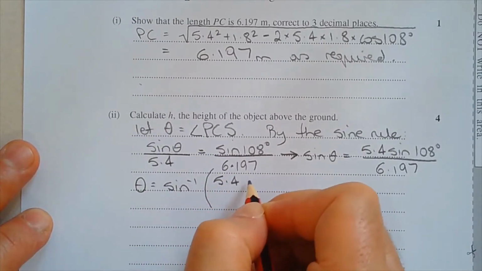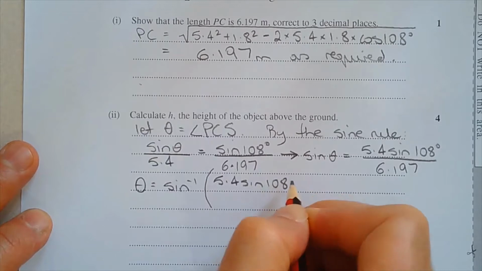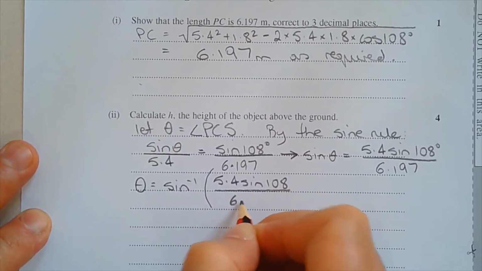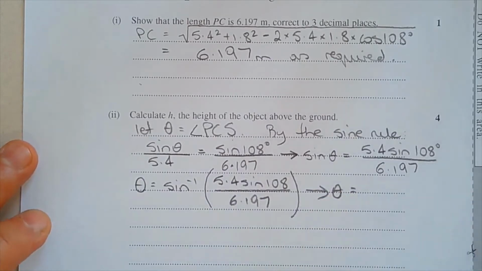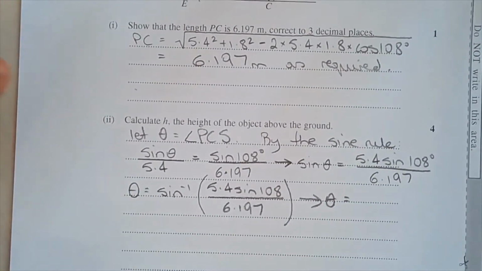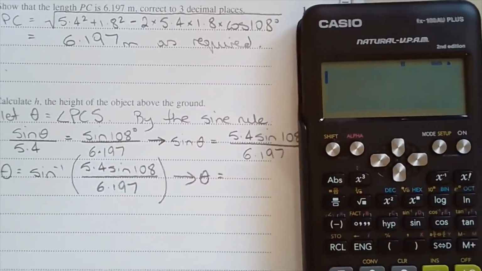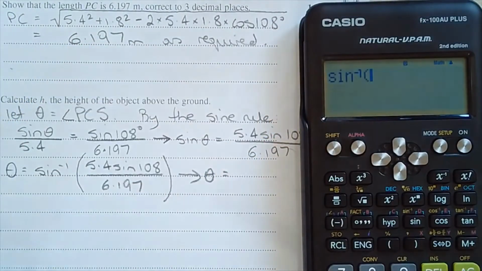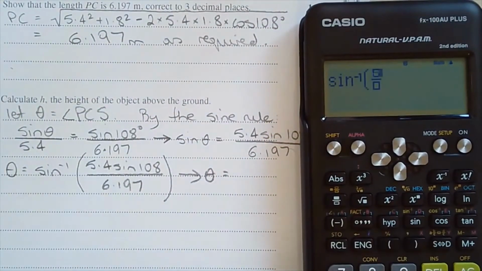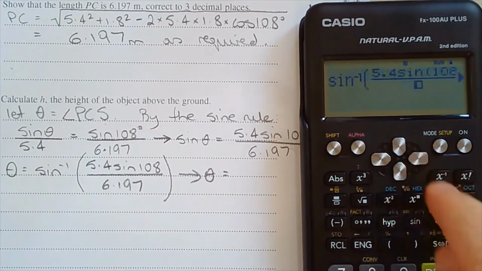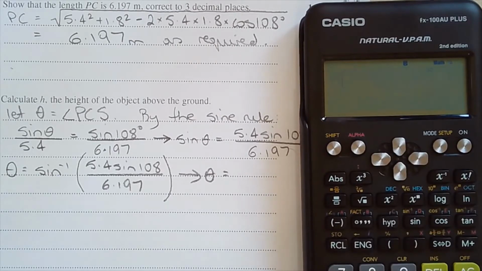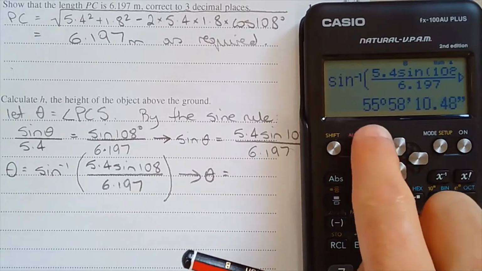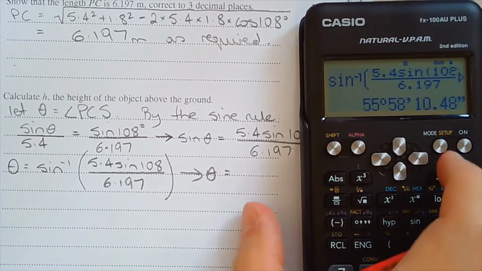So theta is equal to inverse sine of 5.4 sine 108 over 6.197, and I'm going to answer to the nearest minute. So shift sine, and 5.4 sine of 108 over 6.197, forgetting the close bracket there. And we get 55 degrees and 58 minutes.